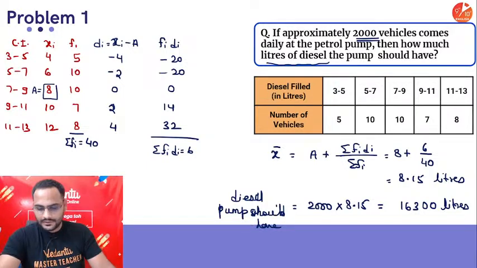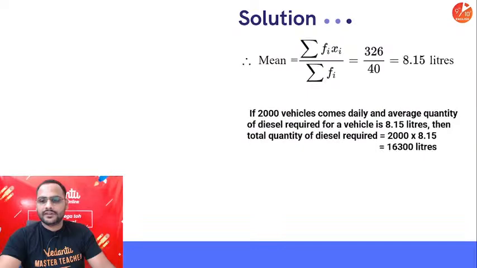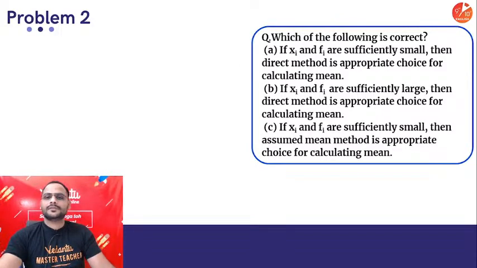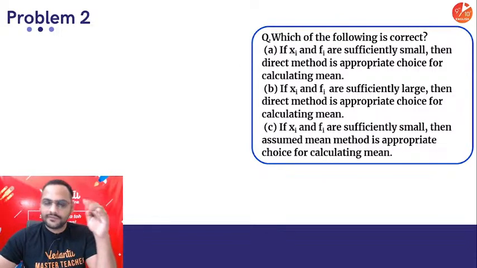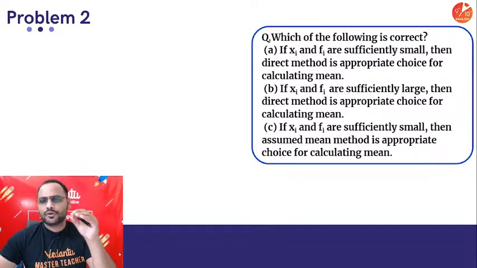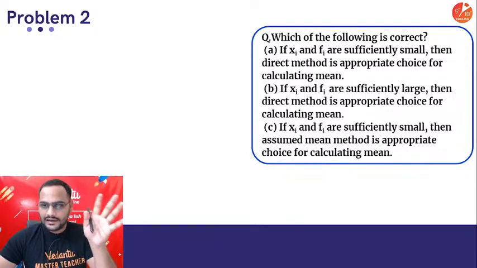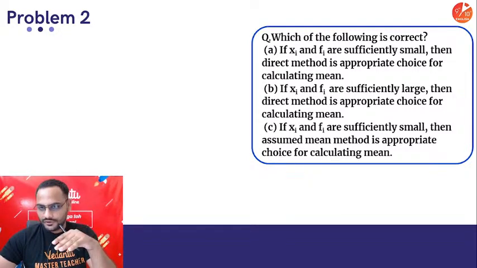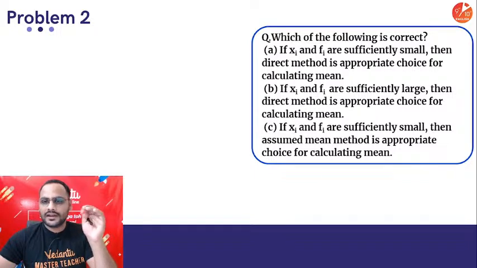Clear है बच्चों? Very well done. चलो, let's move ahead. Next question. Which of the following is correct? If xi and fi are sufficiently small, then direct method is appropriate choice for calculating mean. If xi and fi are sufficiently large, then direct method is appropriate choice for calculating mean. If xi and fi are sufficiently small, then assumed mean method is appropriate choice for calculating mean.